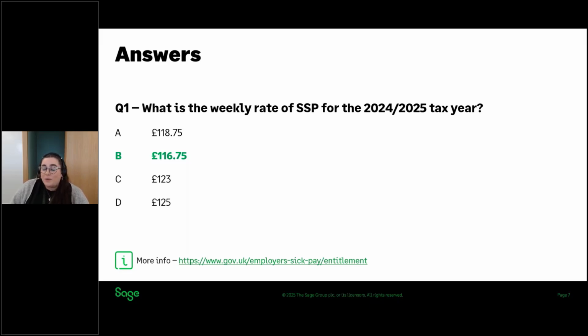Couple of trick answers in this one. So £118.75, that's actually the new rate of SSP from the 6th of April. So when the new tax year comes, that'll be the new rate of SSP.